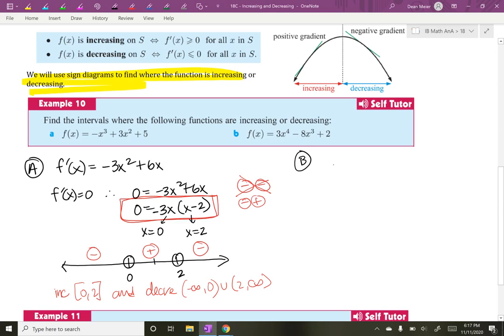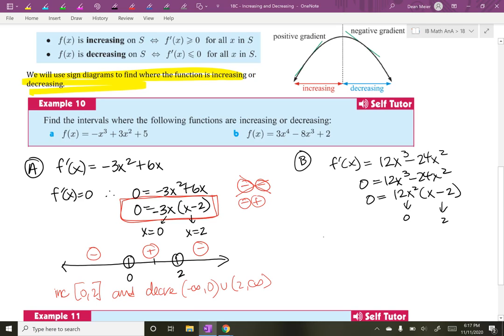B. Same thing. I will find f prime of x, which will give me the derivative 12x cubed minus 24x squared. Yuck, right? Then I will set the derivative equal to 0. 12x cubed minus 24x squared equals 0. I will factor out a 12x squared and be left with x minus 2. And so that means 0 and 2 are our numbers that need to be on our number line. So 0 and 2, wow, this feels familiar, right? And so when I do that now I can go ahead and test all the different intervals.